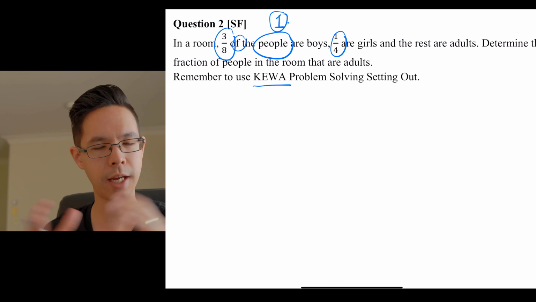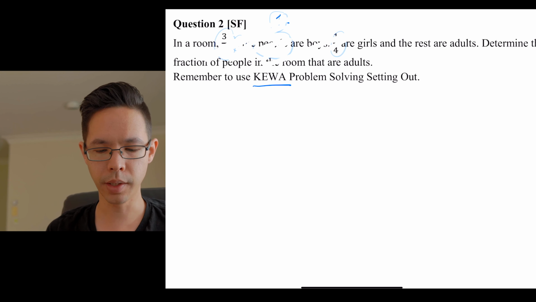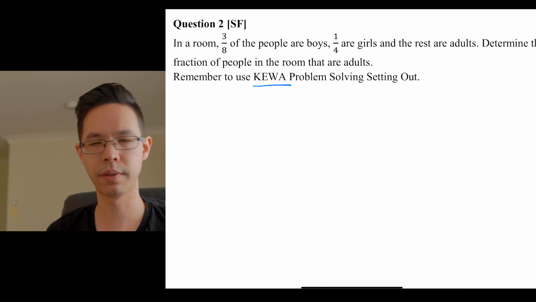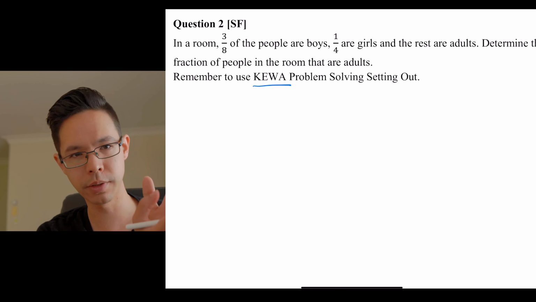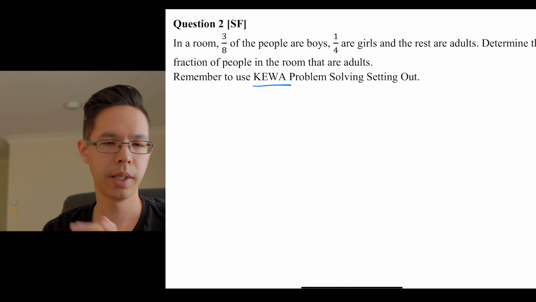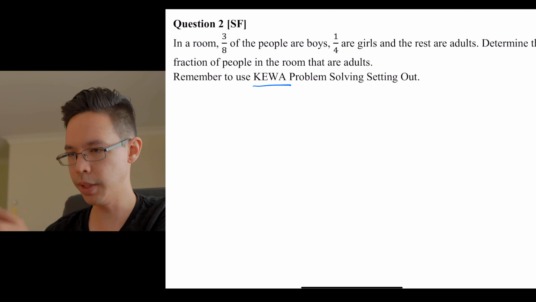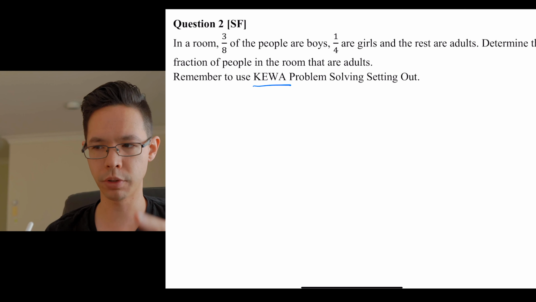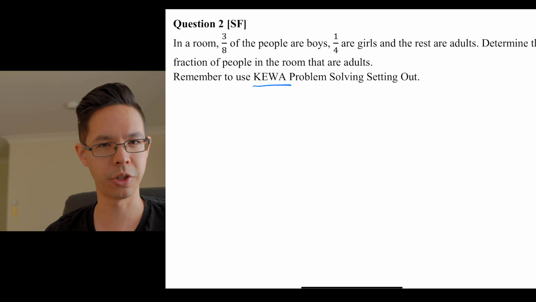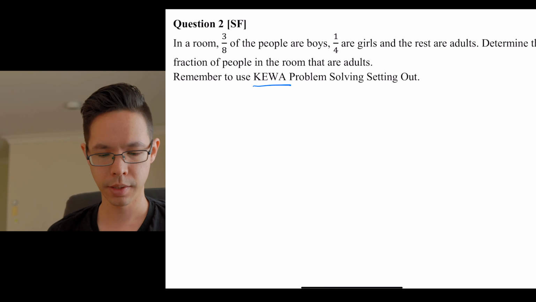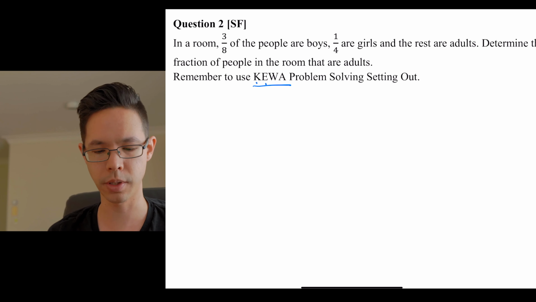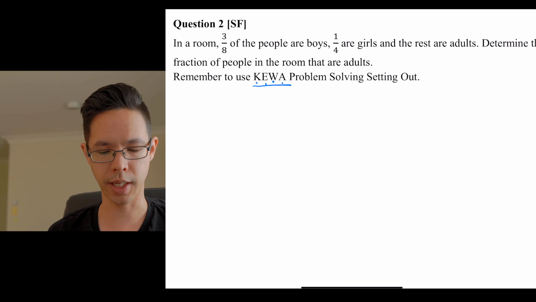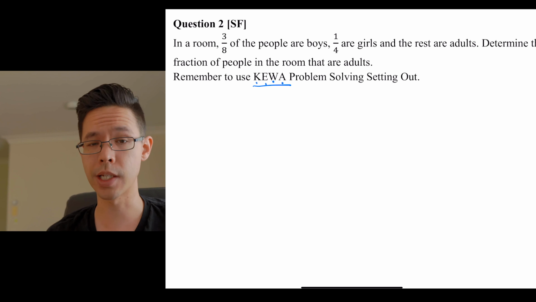That's just a clue. Every time you see a problem dealing with a certain proportion, a fraction of these people, a fraction of these people, and the rest. If you need to refer to everyone as a group, it should be 1, everyone. That's your clue. So keyword. K stands for keywords, E stands for expression or equation, W stands for working out, and A is to present your answer as a sentence.